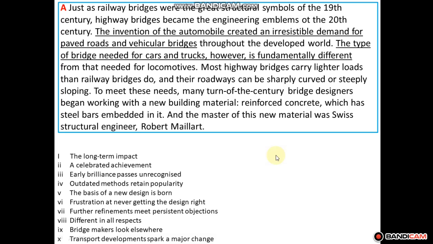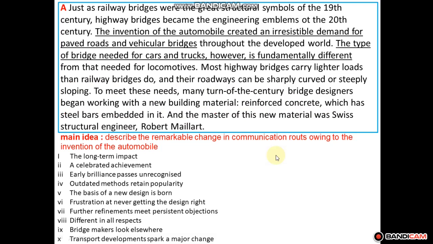I cannot afford to give you this much time because we have many headings here, but what I'm going to do is show you here. That's the main idea: describe the remarkable change in communication routes owing to the invention of the automobile. You are not going to write such a long phrase, but shortly, with the help of this main idea, you will write here at the bottom of the paragraph the heading, just the heading.